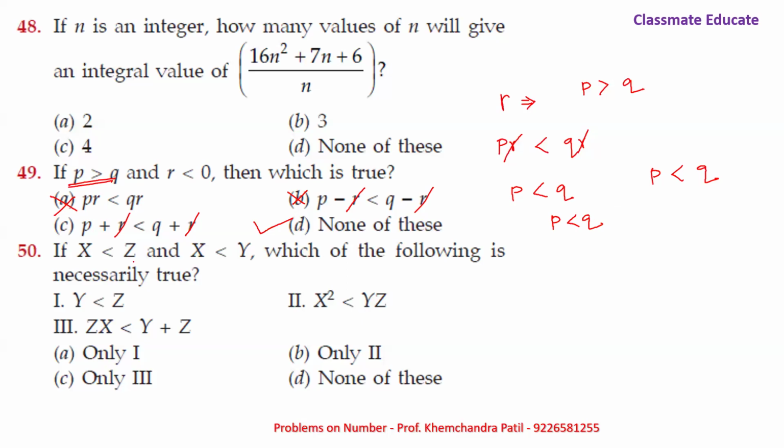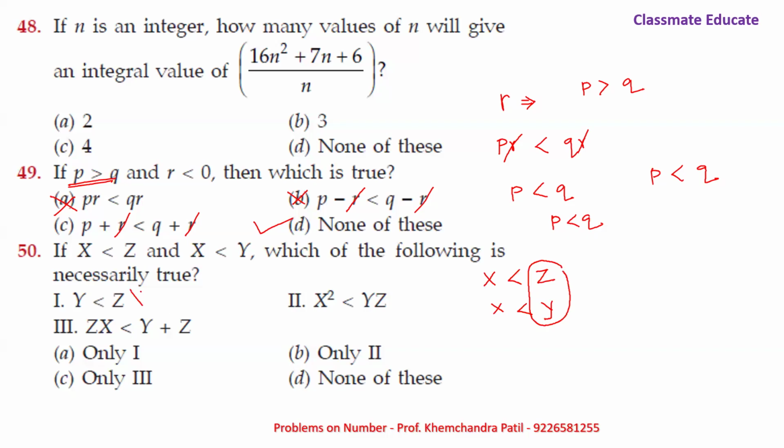X is less than Y and X is less than Z, and X is less than Y also, then which of the following is necessarily true? Look, X is less than Z and X is less than Y. Now, we definitely cannot say anything about these two.